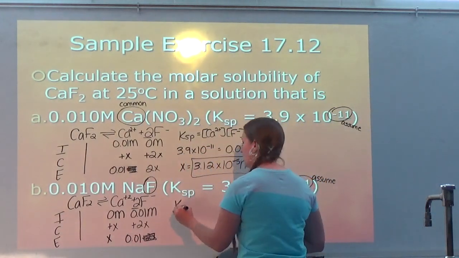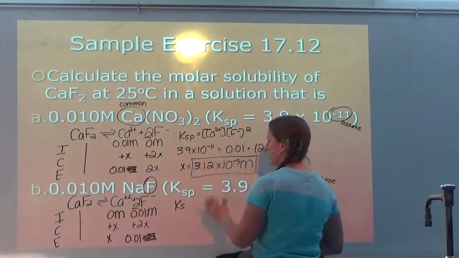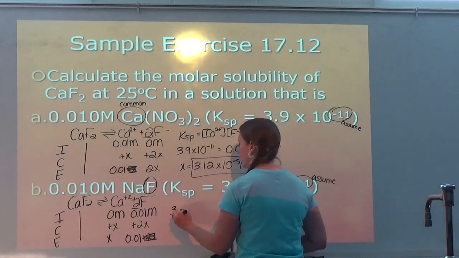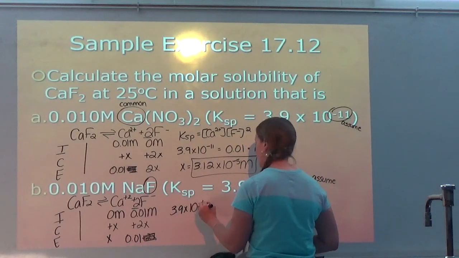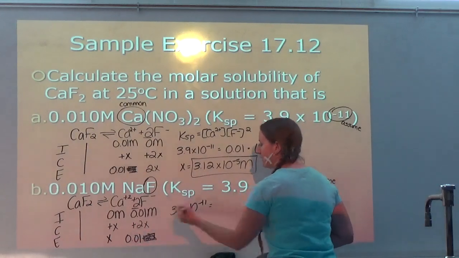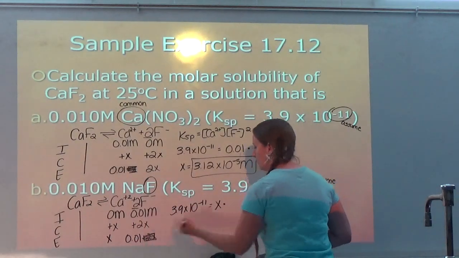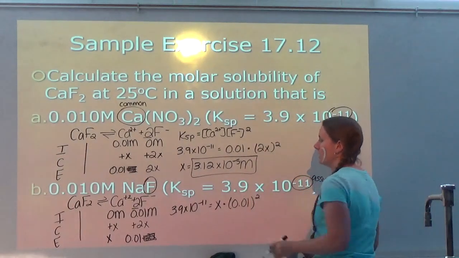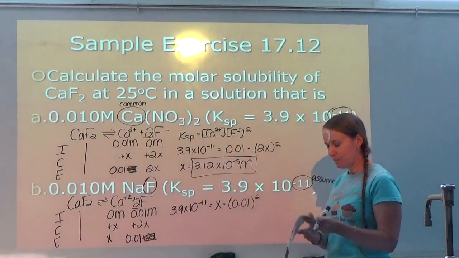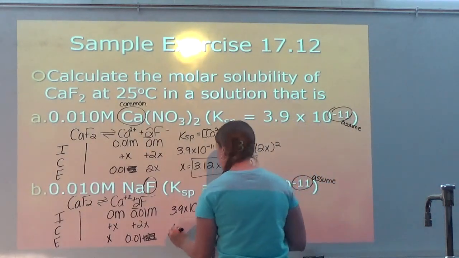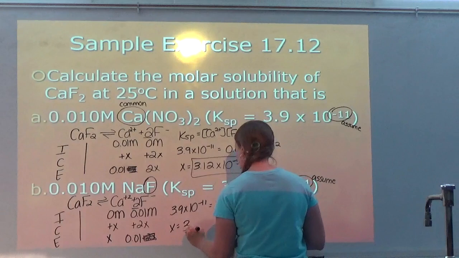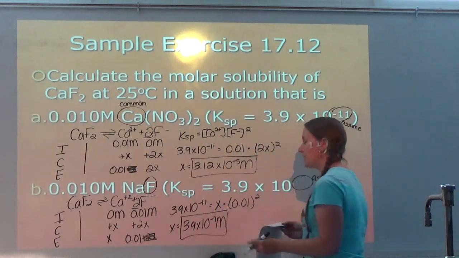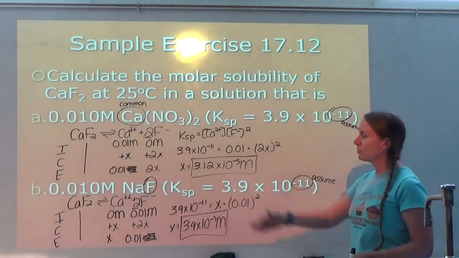So then I just set it up. Over here, I've already written what KSP is. KSP has the same expression, so let me just go ahead and plug in. I do my 3.9 times 10 to the negative 11 equals my Ca, which is x, times my 0.01, but don't forget, you got to square it. You've got to remember to square it. Once I solve for x, x equals 3.9 times 10 to the negative 7 molar. So that would be the molar solubility if I start with that much F.